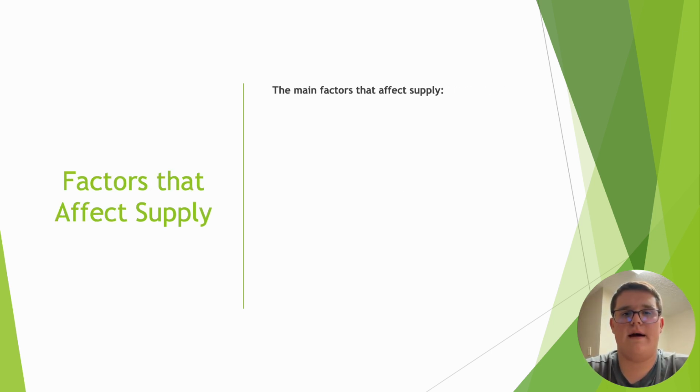The first of these other factors is consumer demand. If demand is high for a good, producers will produce more of that good because they can increase their profits by selling more of a high demand good.